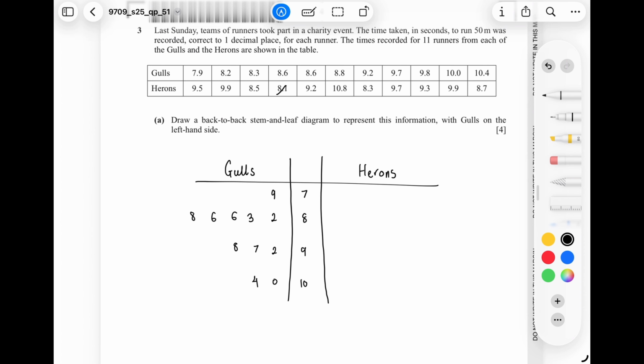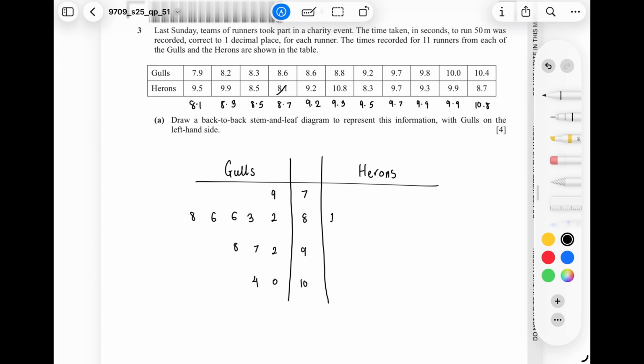So we have 8.1, and then we have what? Let's just rearrange it real quick. So we have 8.3, and then we have 8.5, which is just on top. We have 8.7, 9.2, 9.3, 9.5, 9.7, 9.9, two 9.9s, and the last one is 10.8. And then you can do the right hand side.